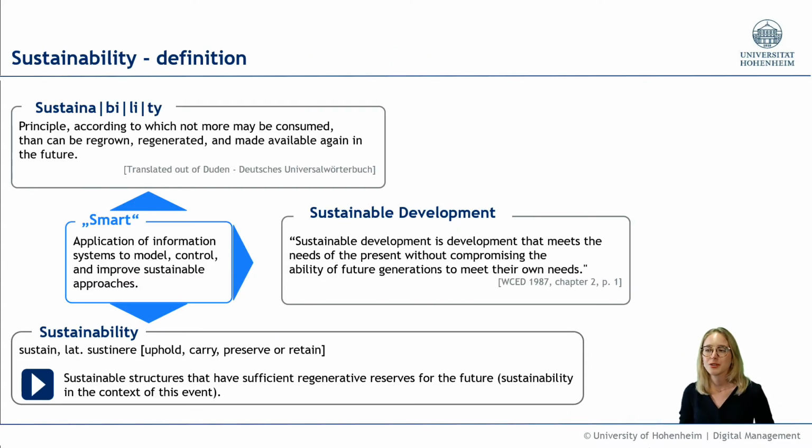Not more may be consumed than can be regrown, regenerated, and made available again in the future. The consumption includes a variety of resources such as water, oil, metals, human life, atmosphere, education, and money. According to the United Nations report, sustainable development is development that meets the needs of the present without compromising the ability of future generations to meet their own needs. So the needs of our children should not be compromised.